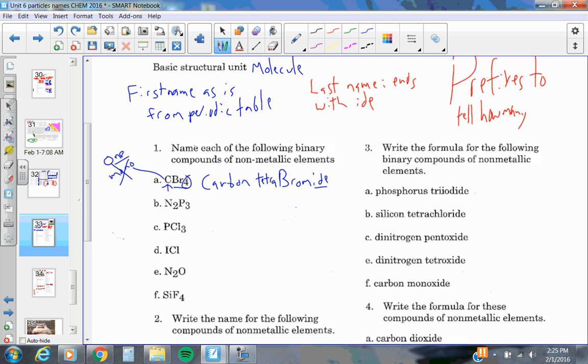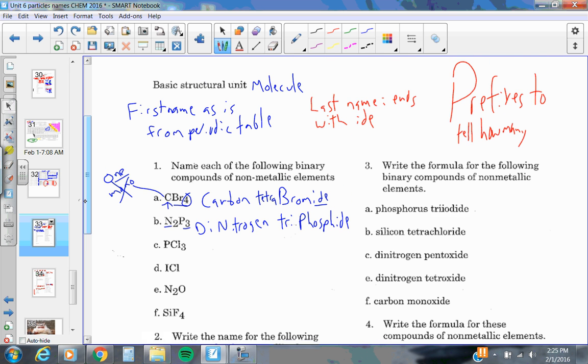N2P3. N is nitrogen. The prefix for 2 is di, so dinitrogen. P is phosphorus, becomes phosphide. The prefix for 3 is tri: dinitrogen triphosphide. So that's kind of the idea.